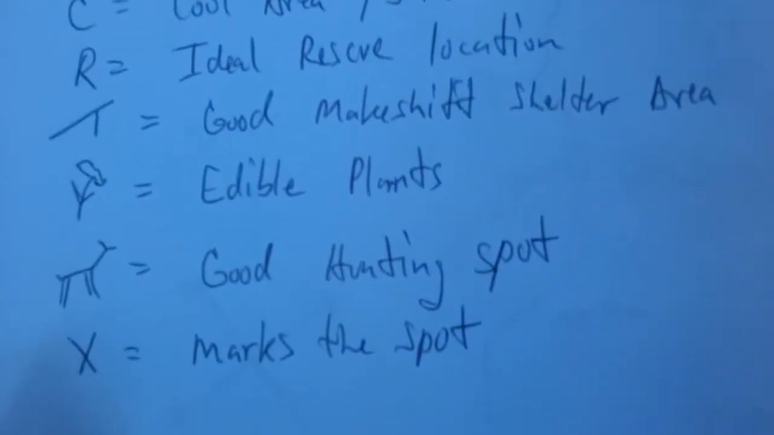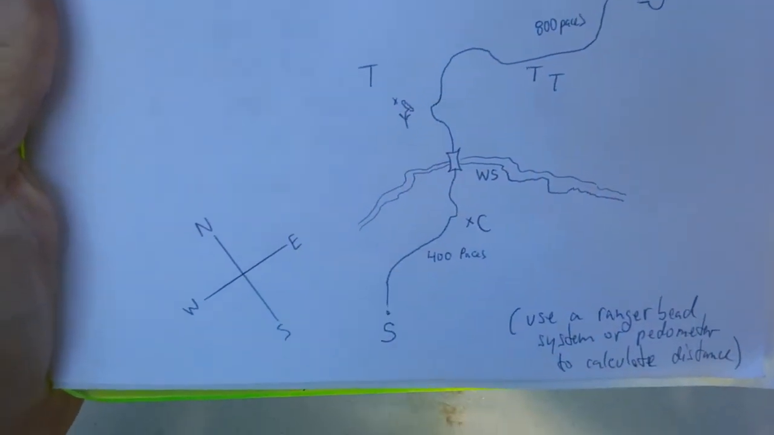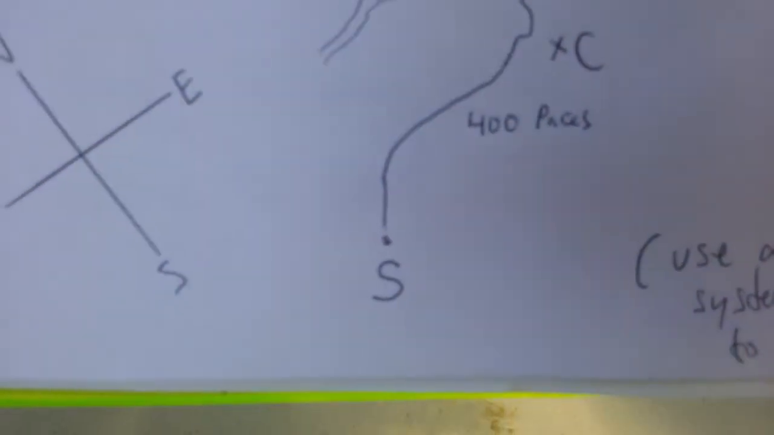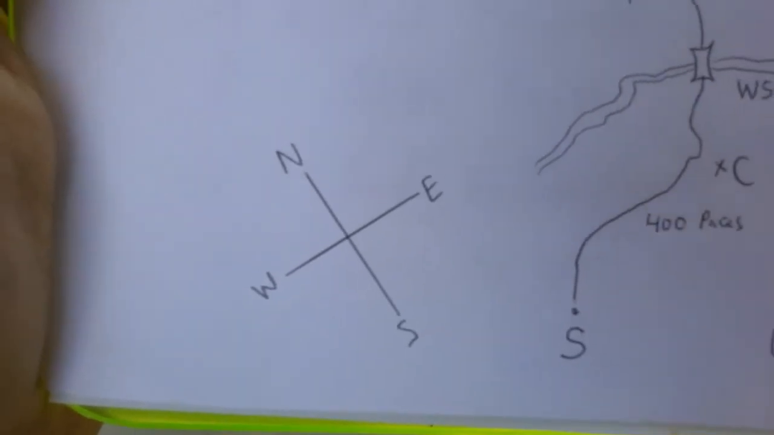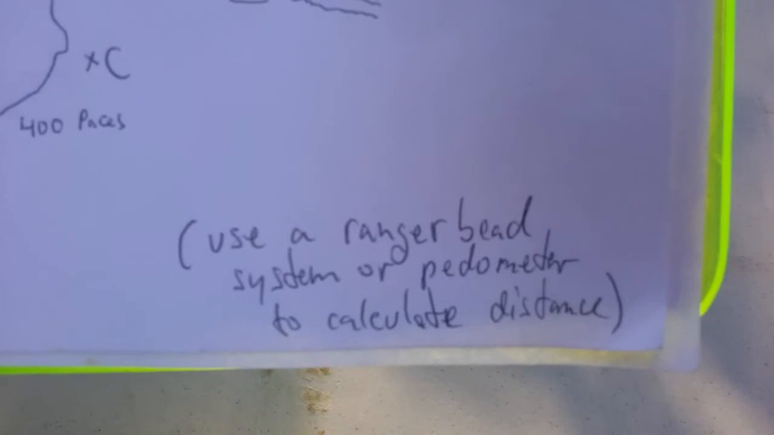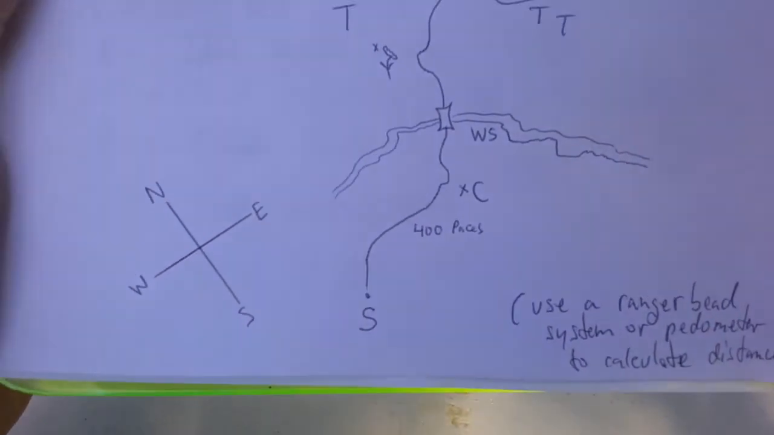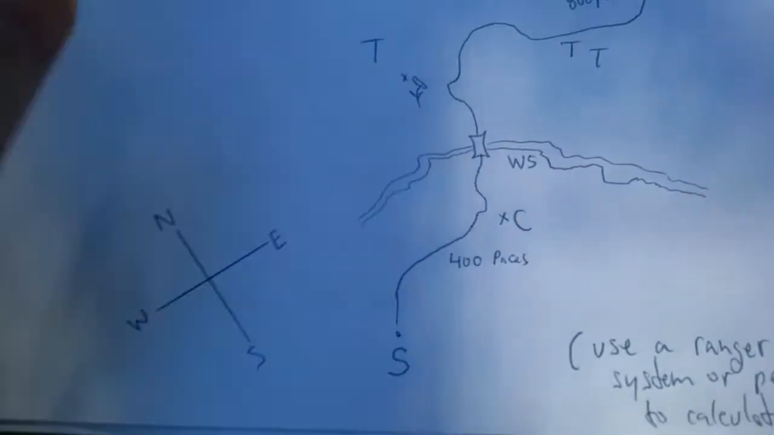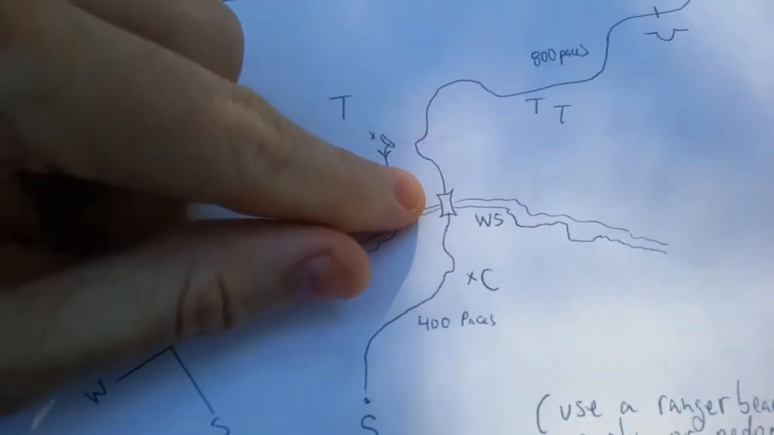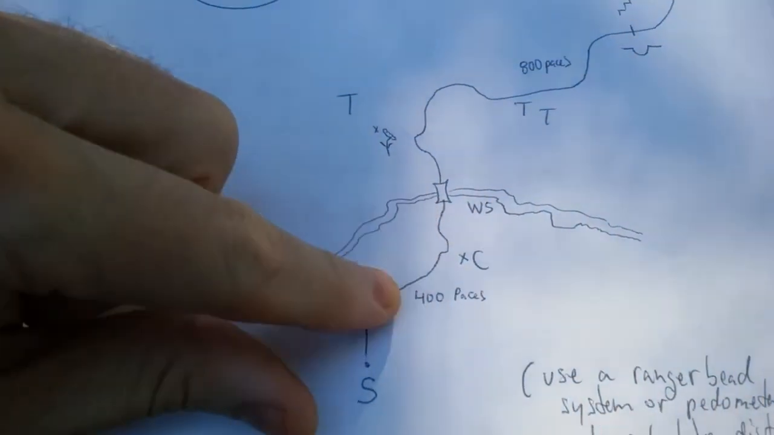So let's look at a map. Here's a map, for example. I always start, as you can see, with the S right here. And I always put a reference point off my compass. You can use a ranger bead or a pedometer, or you can just count your steps, however you want to do it. From my starting point to the next main landmark that's recognizable, I put a distance.